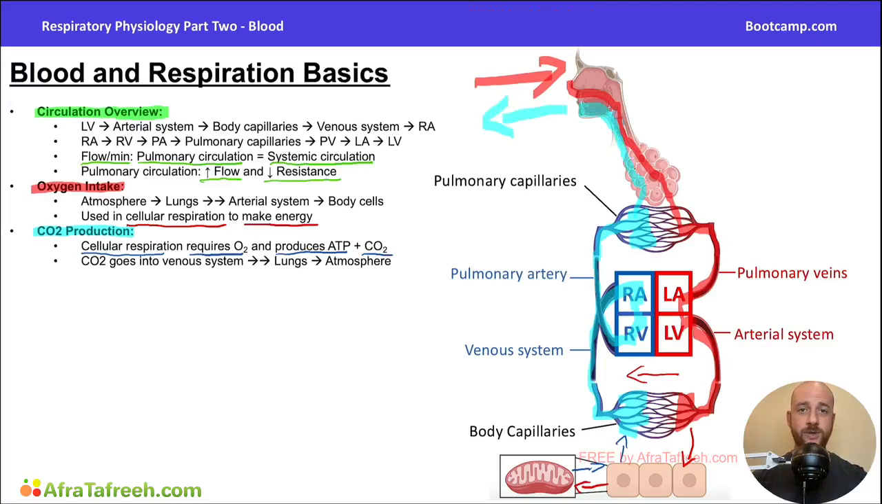And again, just to note, 100% of the CO2 will not be taken up into the lungs. Some of the CO2 will continue on into the pulmonary veins and then into the arterial system. And so there will be some CO2 present in the arterial system. However, it will be at a much lower concentration compared to the venous system.